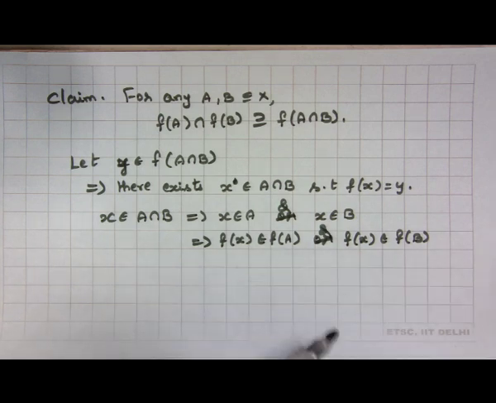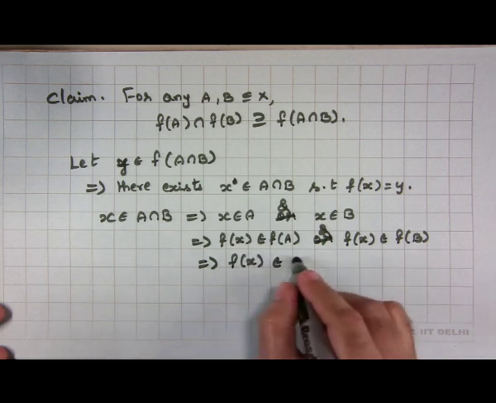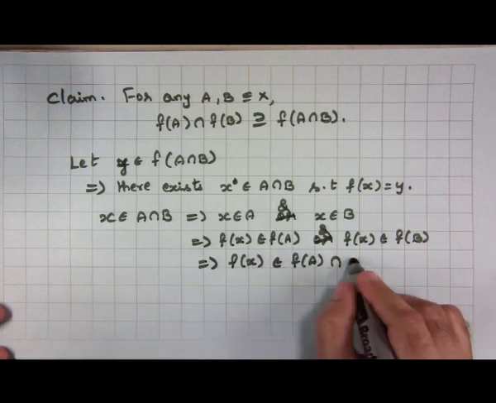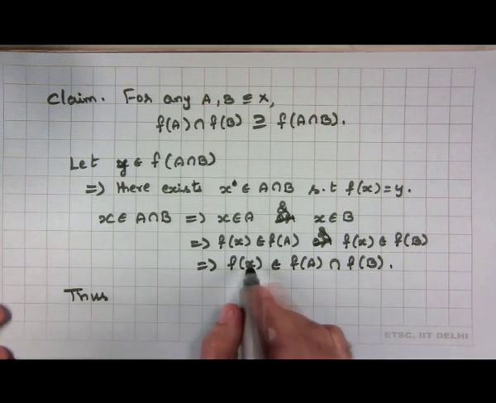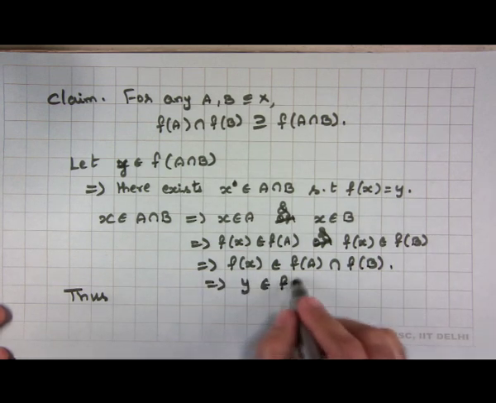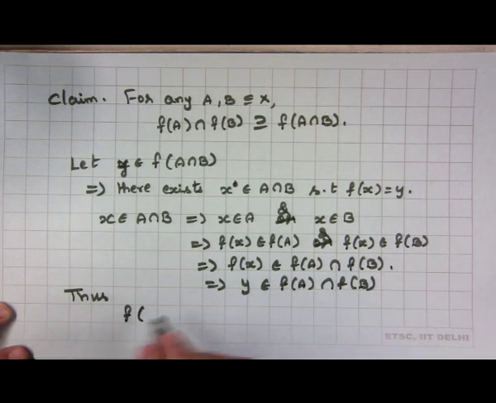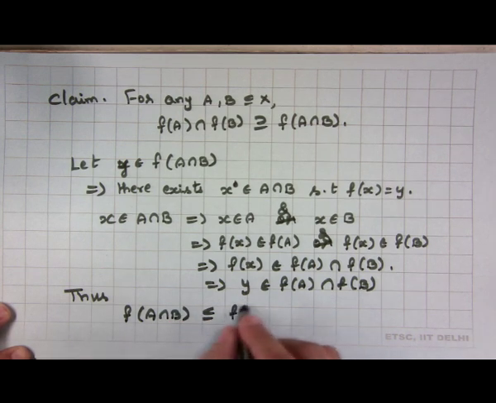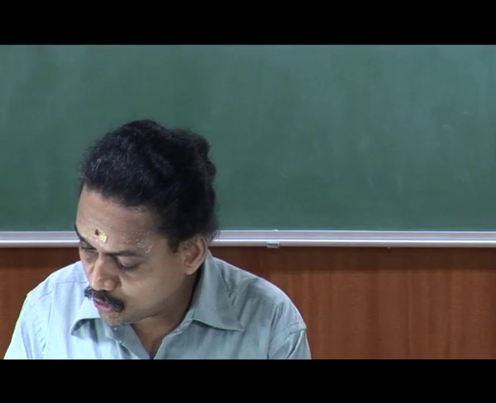Now, you know that f x belongs to f A and f B, that implies that f x belongs to f A intersection with f B. Thus we have shown that f x is exactly y, that implies y belongs to f A intersection with f B. Thus, f of A intersection B is contained in f A intersection with f B. Let us move on to the second one.